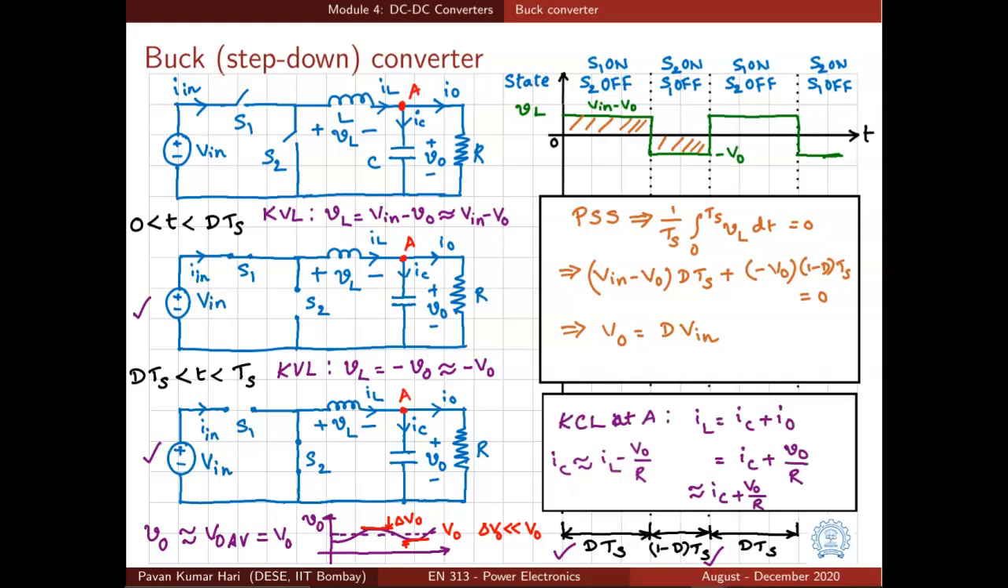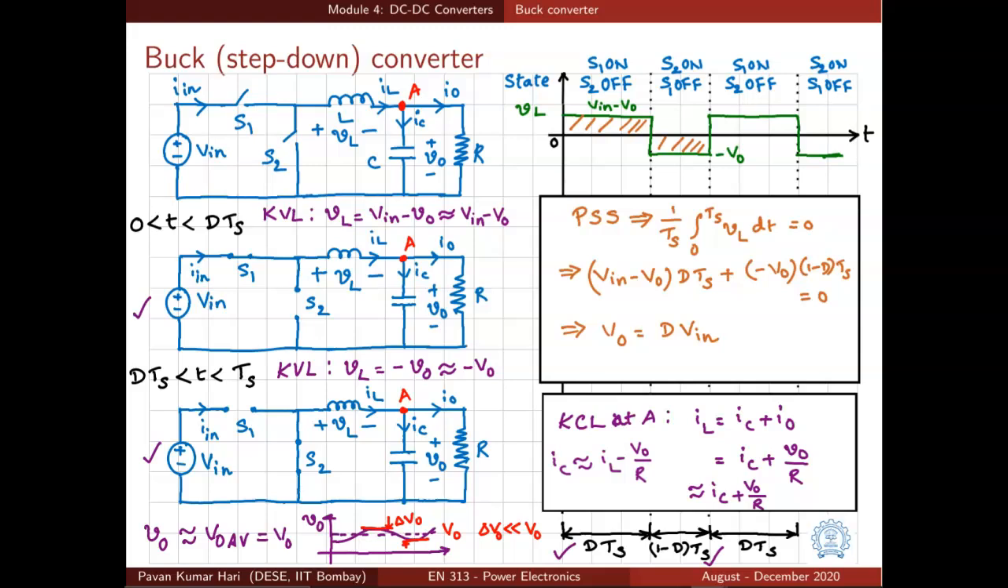And if you apply KCL at node A, it is going to give you IL is equal to IC plus IO. And what is IO? IO is nothing but VO by R. And with our small ripple approximation, IL becomes equal to IC plus capital VO by R. Capital VO is the average output voltage, and the capacitor current, which is of interest to us because we want to look at the output voltage waveform, will be given by IL minus VO by R. If you want to look at the capacitor current, you need to look at the inductor current and subtract VO by R from the inductor current.